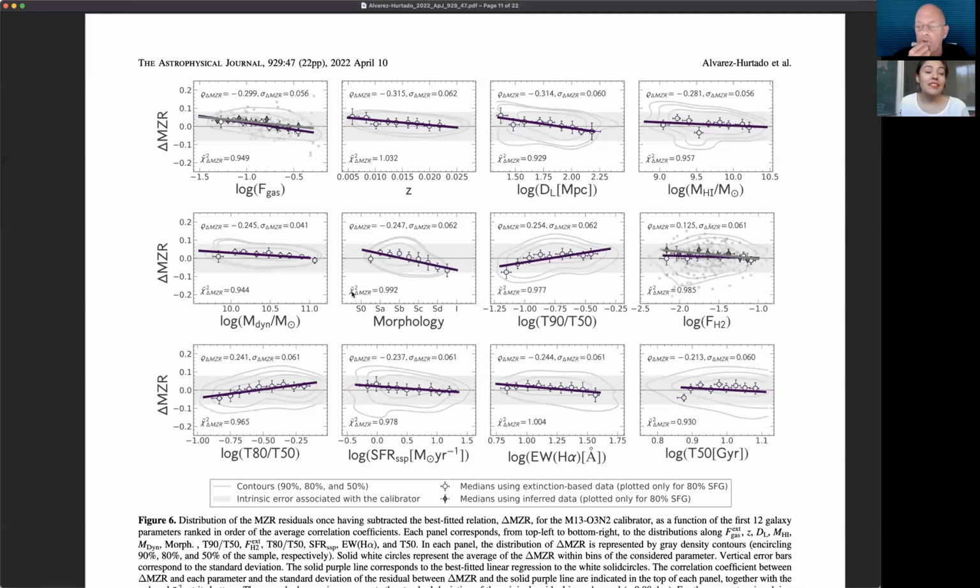Well, this figure summarizes the result of this analysis. This figure shows the distribution of the mass metallicity residuals as a function of the first 12 parameters that present a mild correlation with the residuals of the oxygen abundance. These panels are sorted according to their average correlation ranking, and show us that the residuals of the MZR do not significantly correlate with any other physical parameters.